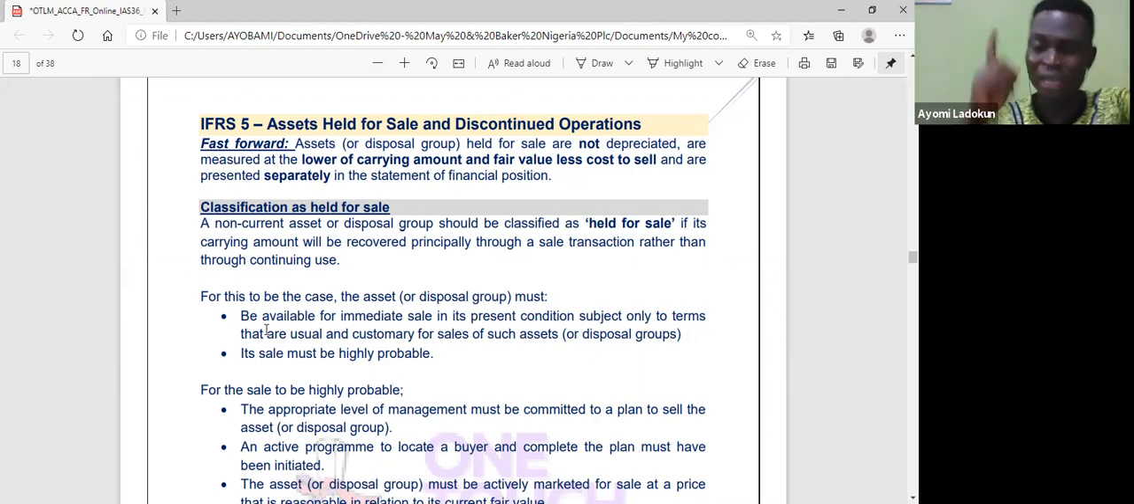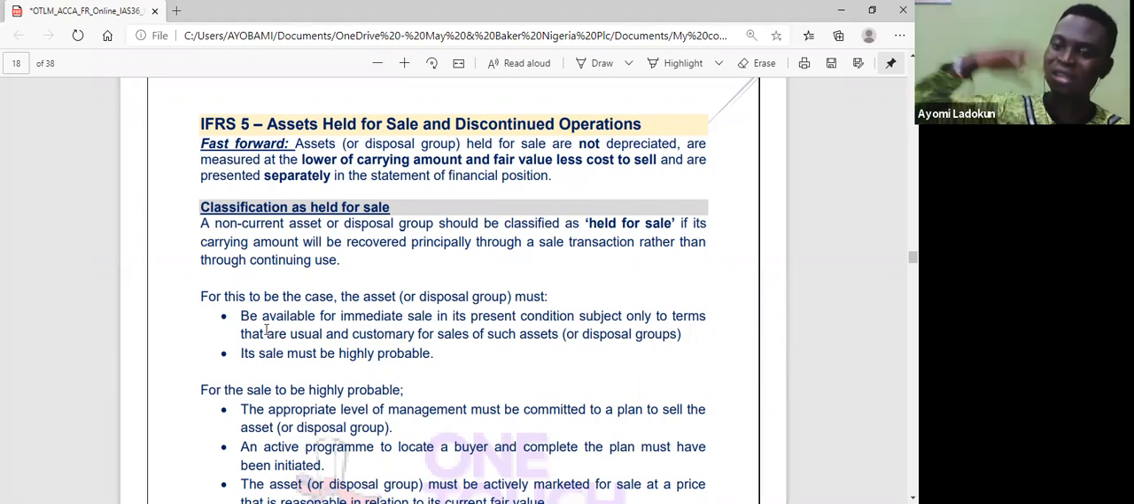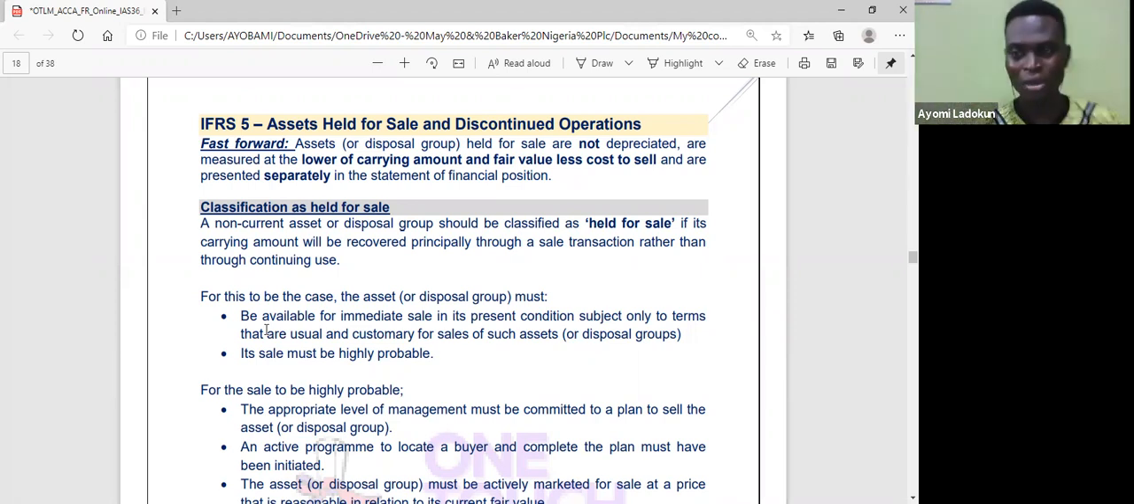And the third one: assets held for sale are no longer depreciated. Okay, you don't depreciate current assets after all, but they can suffer impairment, maybe in accordance with IFRS 9, as the case may be. So assets held for sale are no longer depreciated.